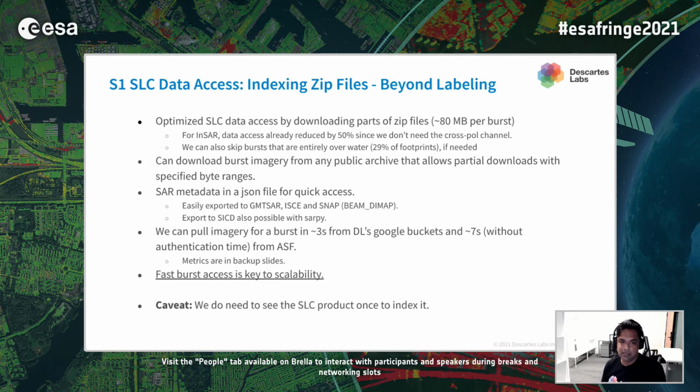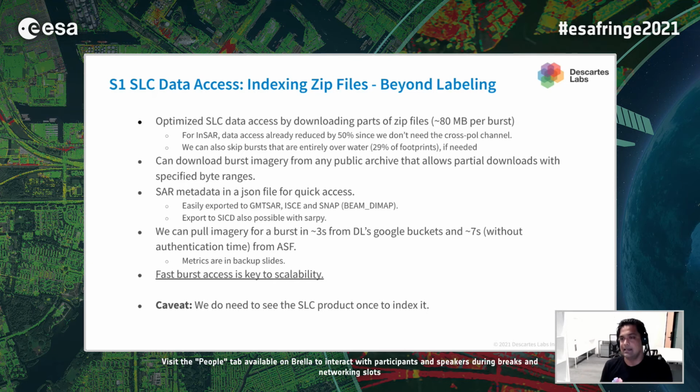And our team has experience with GMTSAR, ISCE, and SNAP, and we can easily export just the metadata into these formats as well. We can export a single burst into a SNAP BEAM-DIMAP format. If people want SICD, we could use SARPy. From our Google buckets, we can pull a single burst in 3 seconds, having nothing on that machine, just our clients. If you were pulling this from ASF, it takes about 7 seconds. If you're in AWS US West 2, it takes about 6 seconds, but in general, it takes about 7 seconds to pull a burst from ASF.